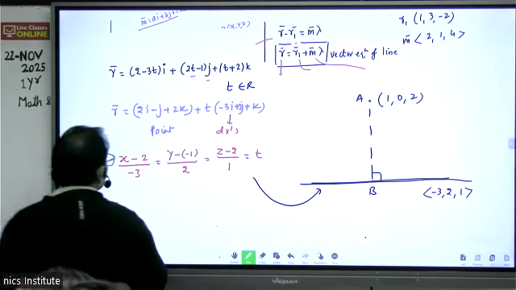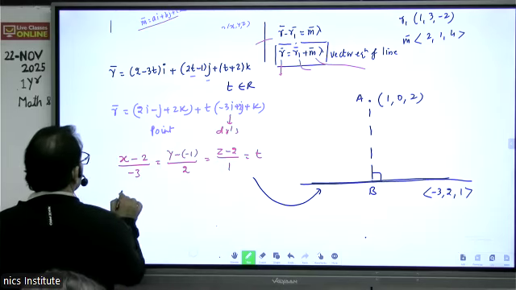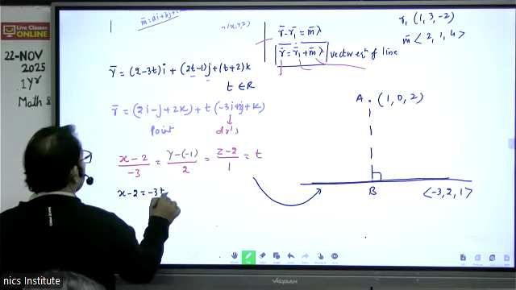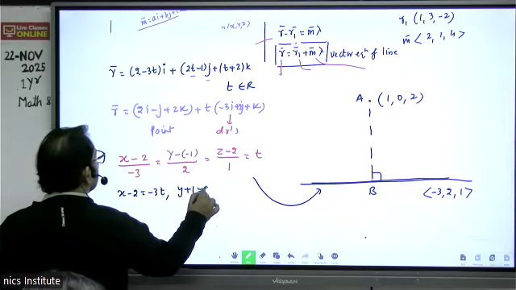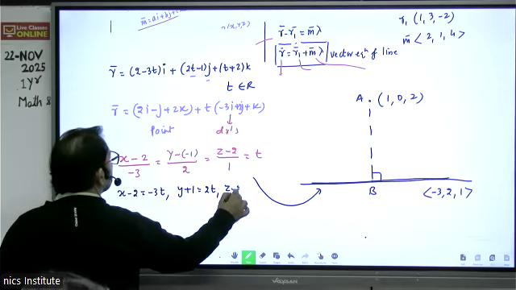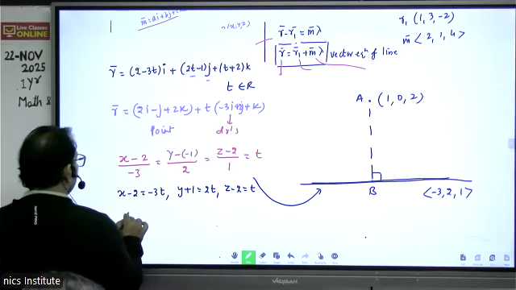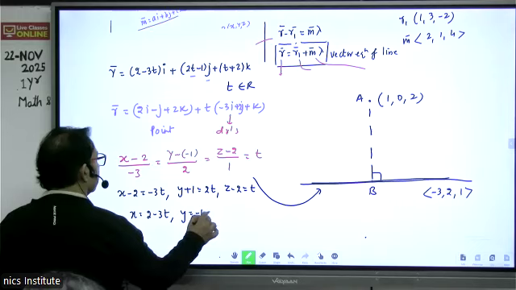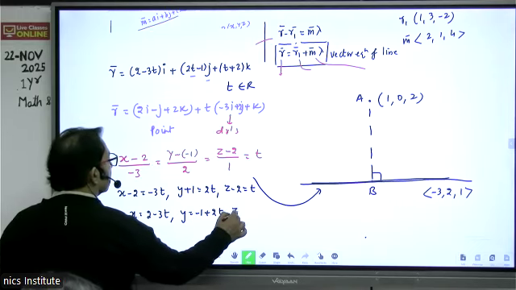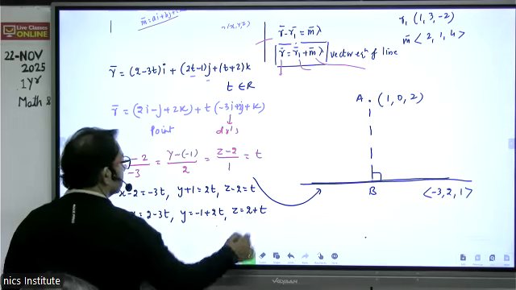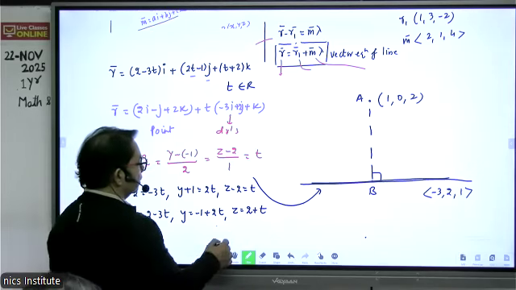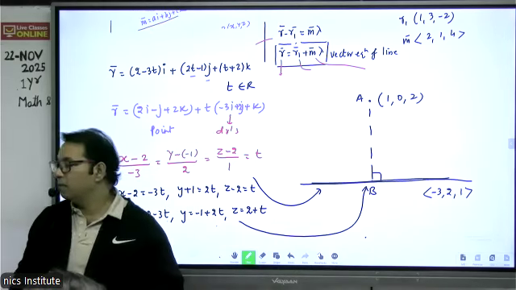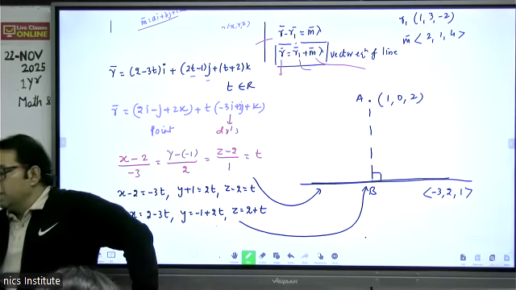By cross multiplying. If you cross multiply, then x-2 is equal to -3t, y+1 is equal to 2t, and z-2 equal to t. So what will be x? 2 minus 3t, y would be -1 plus 2t, and z would be 2 plus t. I have taken the same one. These are the coordinates of B. Now we have coordinates of B in terms of t. Now you find DRs of AB.